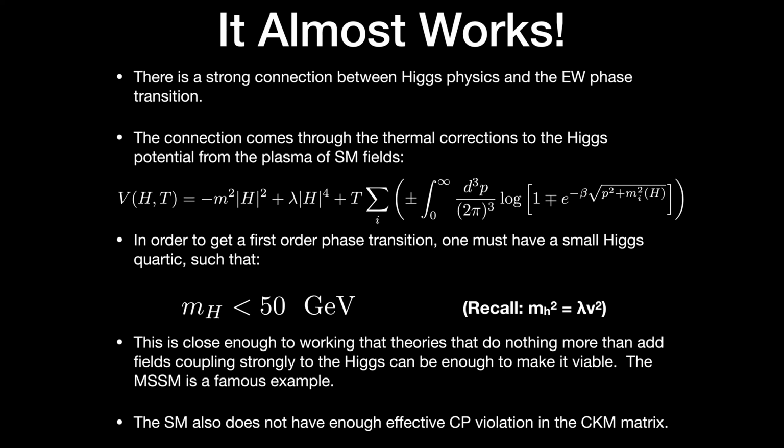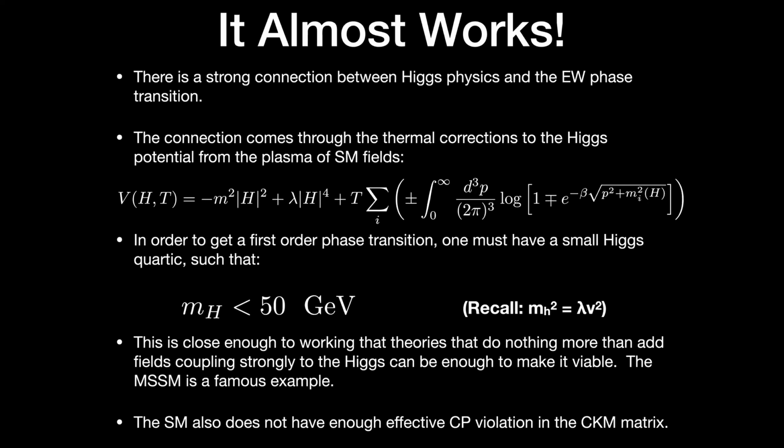And remember, the standard model relationship is that the Higgs quartic is actually the thing that tells you what the Higgs mass is in the standard model. 50 GeV is not consistent with the LHC observations of the Higgs at 126 GeV, but it's actually fairly close. It's close enough that you could imagine theories that do nothing more than maybe add some extra fields that couple strongly to the Higgs could be enough to make this picture viable. And the MSSM is a famous example, which still works at some level if you hold your nose a little bit.